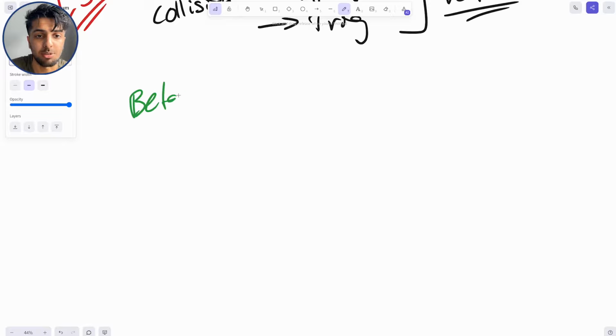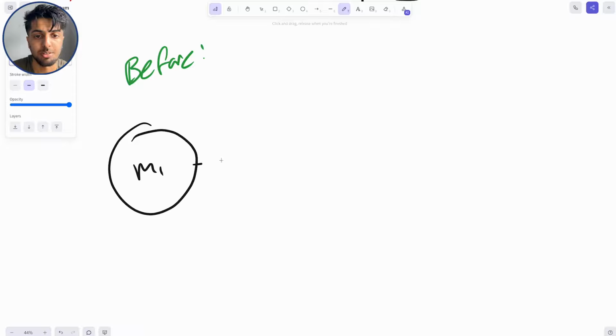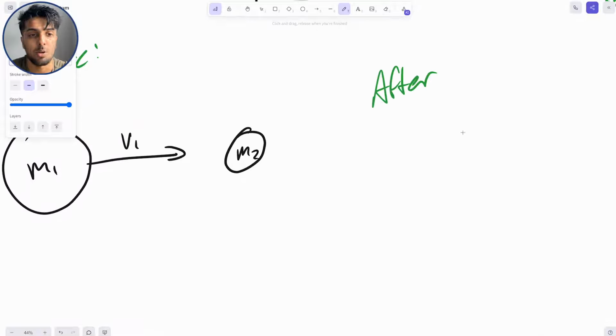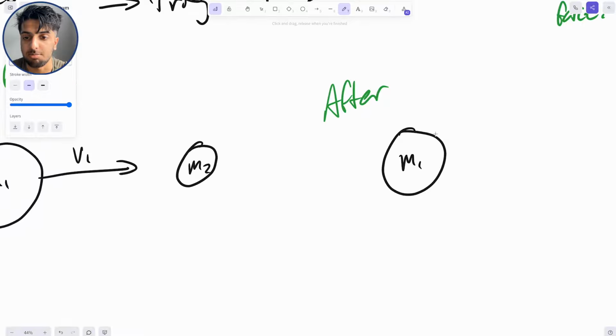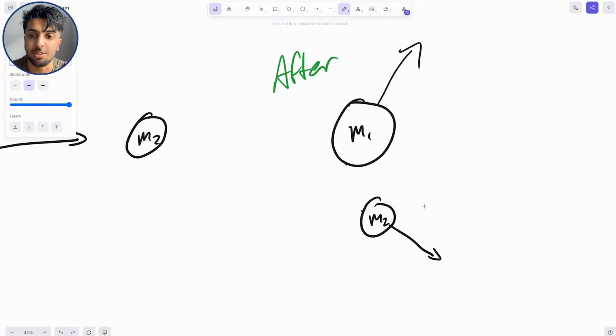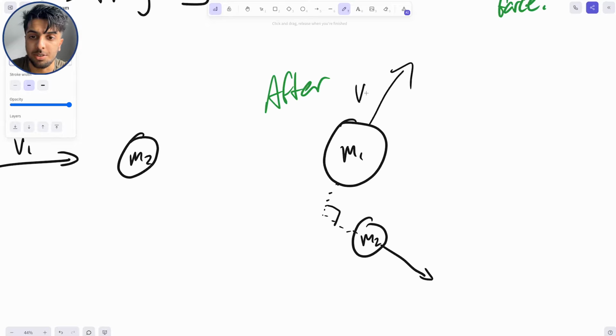We have a V4 collision, right? Let's say we have an M1 and it's moving at a velocity V1, and we have an M2. Again, this is stationary. And in our after scenario, we will have M1, not quite the same size, but it doesn't matter. And we will have our M2, and so M1's moving off in this direction, and M2 is moving off in this direction, and this forms a right angle between them, and we can call this V2 and this V3.